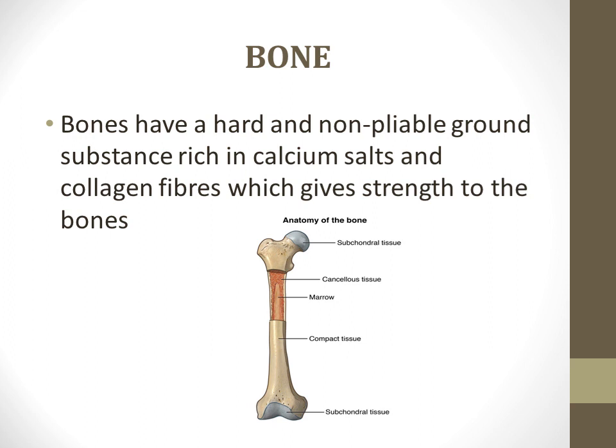So cartilage tissue, we said, is a pliable, flexible type, but bones are very hard, and the ground substance is non-pliable. Right? And it is mostly rich in calcium salt, and the fibers are collagen fibers. In the previous class we learned there are three types of fibers: collagen fiber, elastic fiber, as well as reticular fiber. Do you remember? Here these bones consist of collagen fiber. So because of this ground substance as well as these collagen fibers, the bone becomes strong.